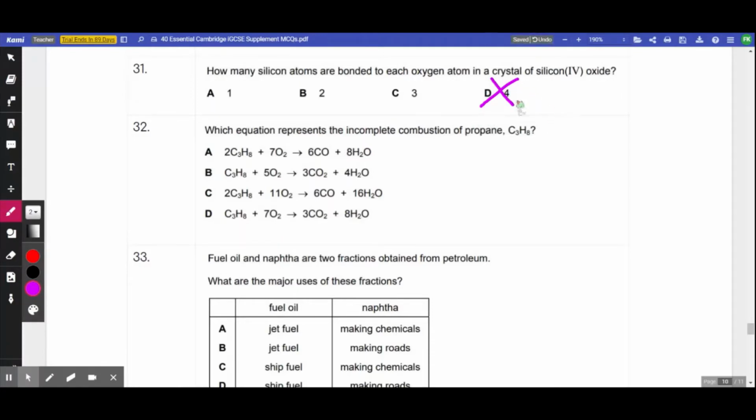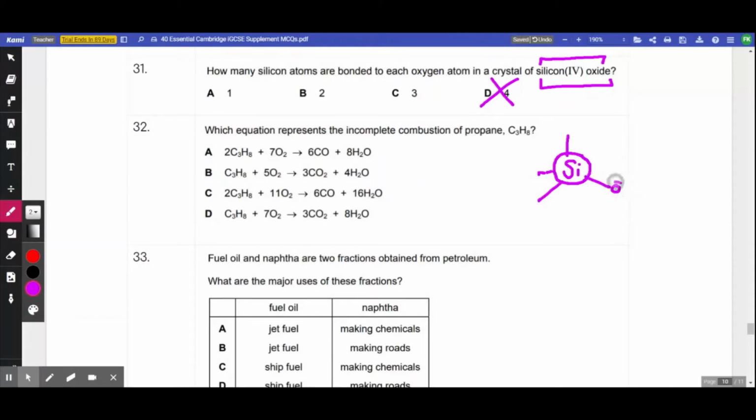So what we're going to do is have a look at silicon 4 oxide, which is actually sand. It has a structure that is very similar to the structures that you find in diamond and also in ice. So the silicon itself has 4 bonds around it.